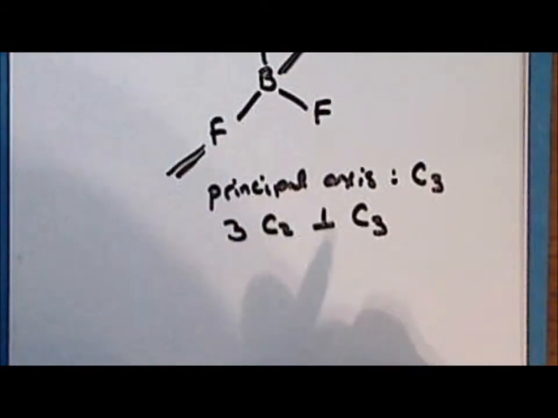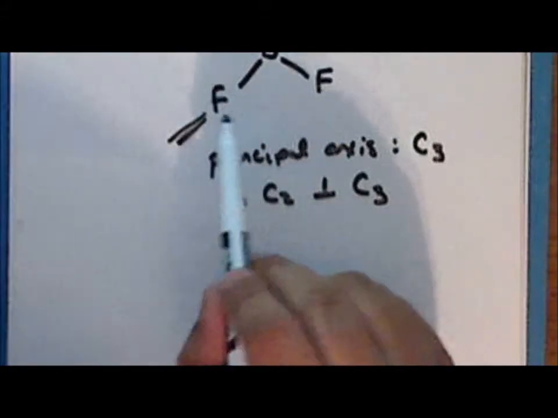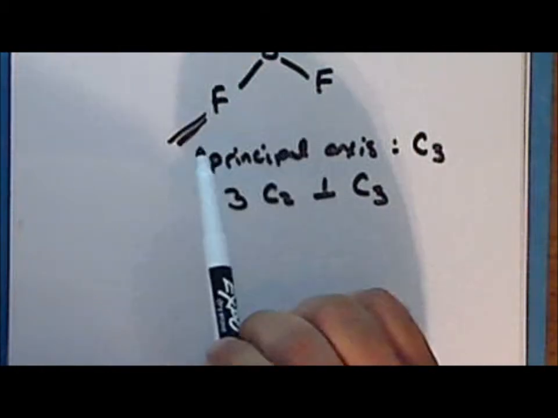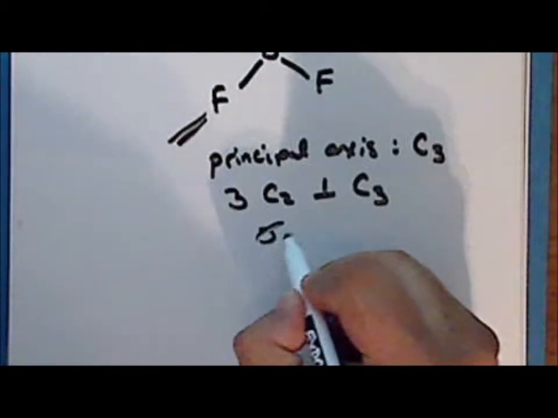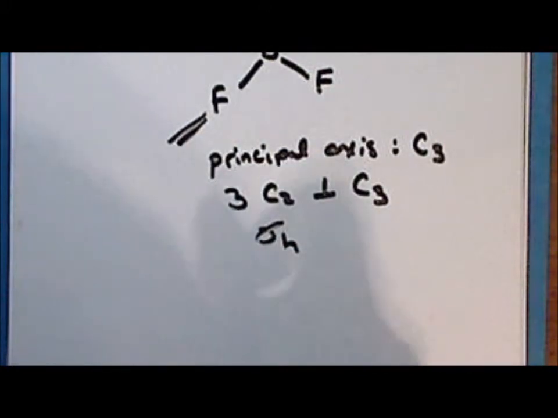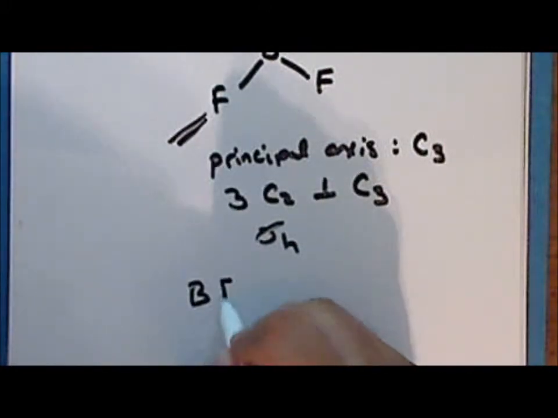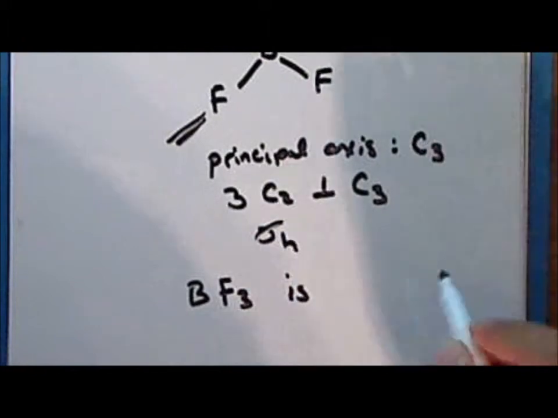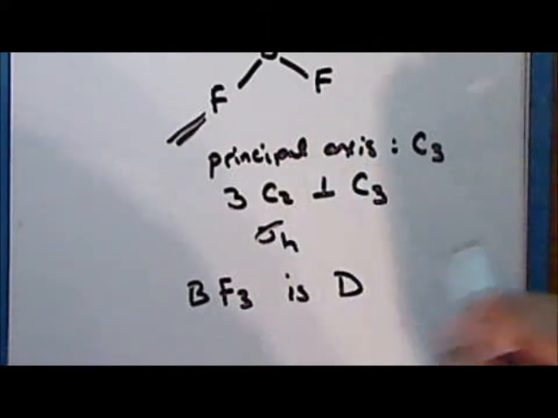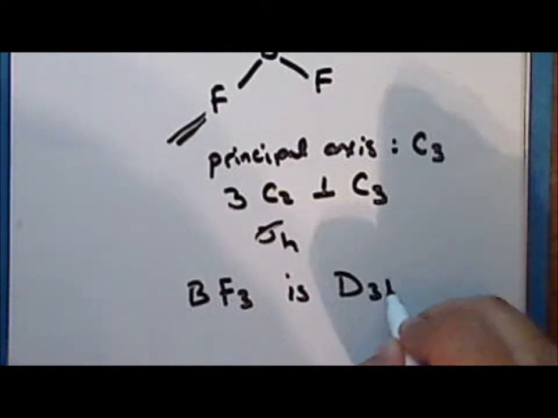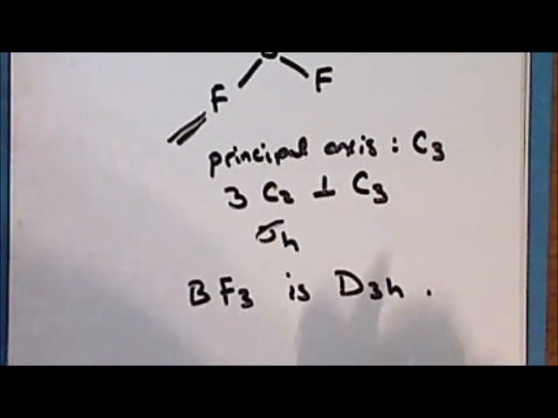And so the molecule belongs to the dihedral class of point groups. Now, the plane of the molecule is a horizontal plane. And so boron trifluoride belongs to the D3h point group.